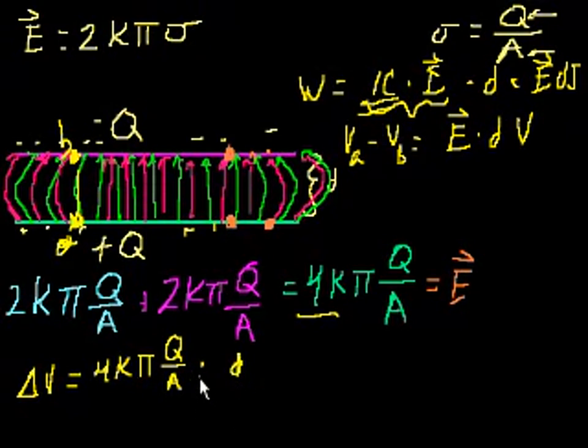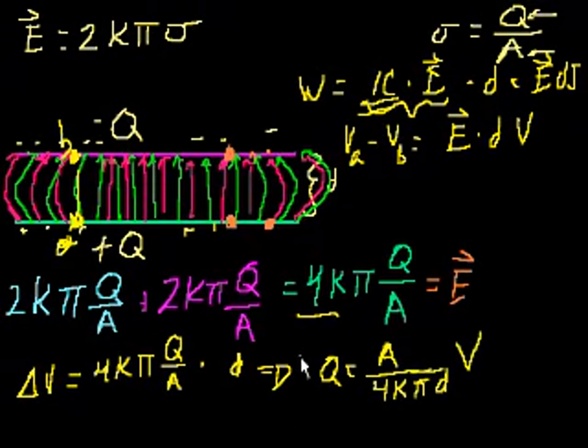Or we could rewrite this. Let's see if we could write q as a function of v. So if we just do a little bit of algebraic manipulation, we can get Q is equal to what? We would essentially divide both sides by 4 pi k d and multiply both sides by a, so we'd get Q equals a over 4 k pi d times voltage.